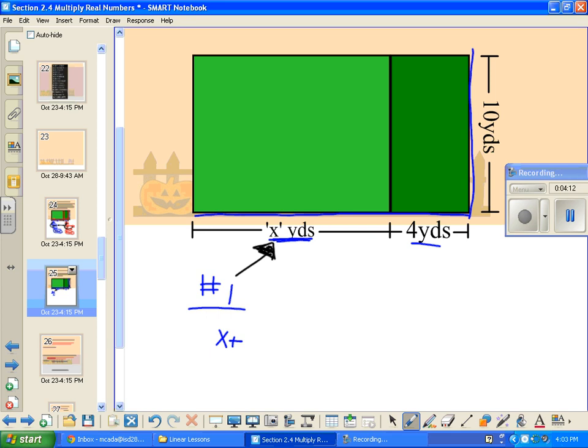It'd be just that number, x plus 4. And then again, that times my width, which is 10 yards. So here's what that would look like: 10 times, in parentheses, x plus 4.